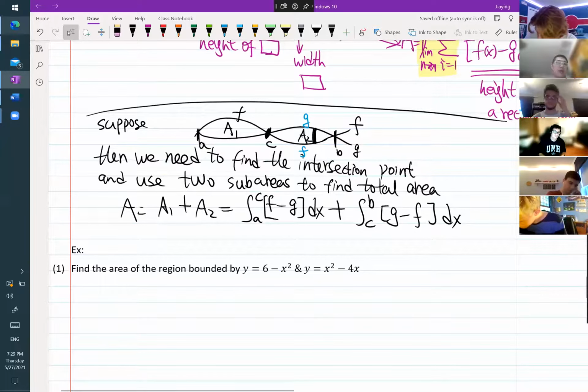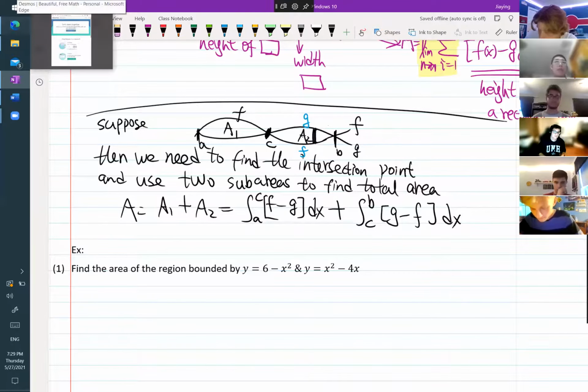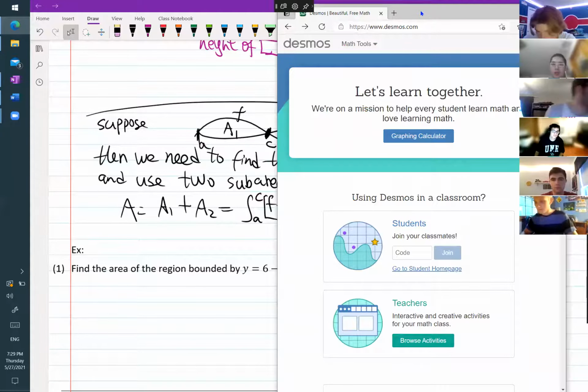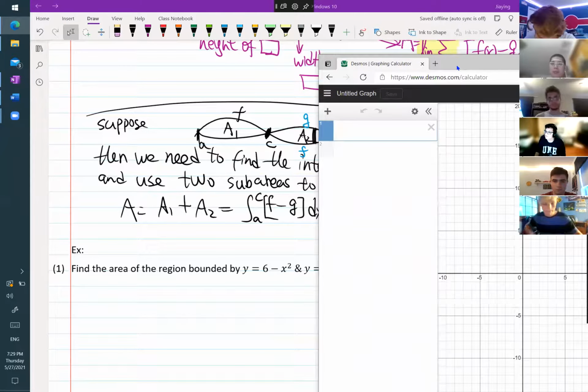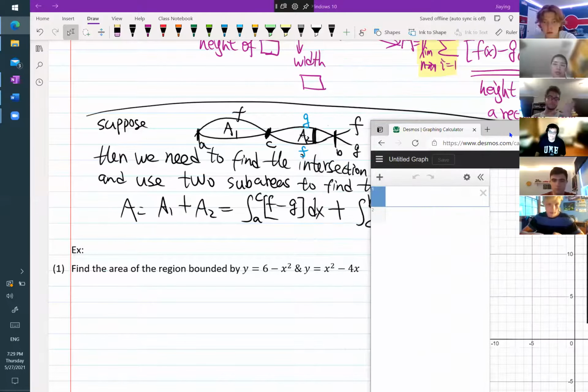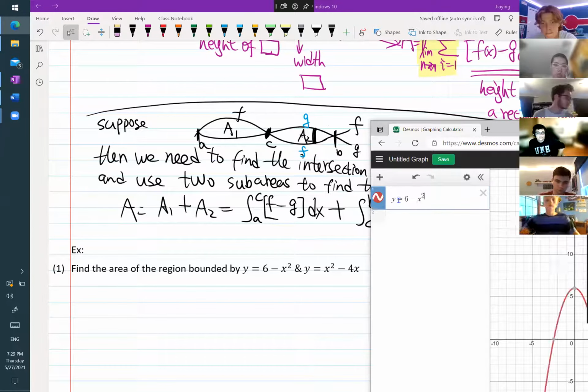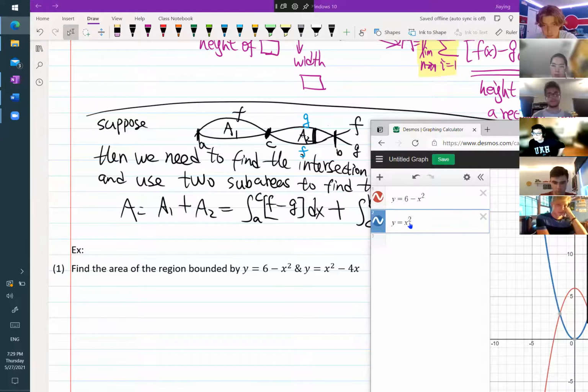So what I'm going to do is I'm going to open Desmos. I hope that you used it before. If you haven't used it, it's called desmos.com. And then just go to the graphing calculator. From there, you're just going to type down the 2 functions. So the first function I have is y equals 6 minus x squared. So that will give me a curve. And then the second function is y equals x squared minus 4x. So let me move this. So now I put those in there.